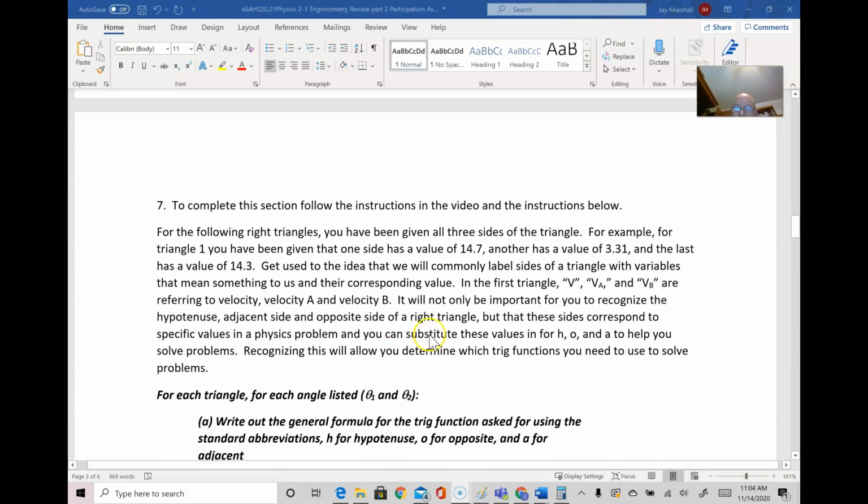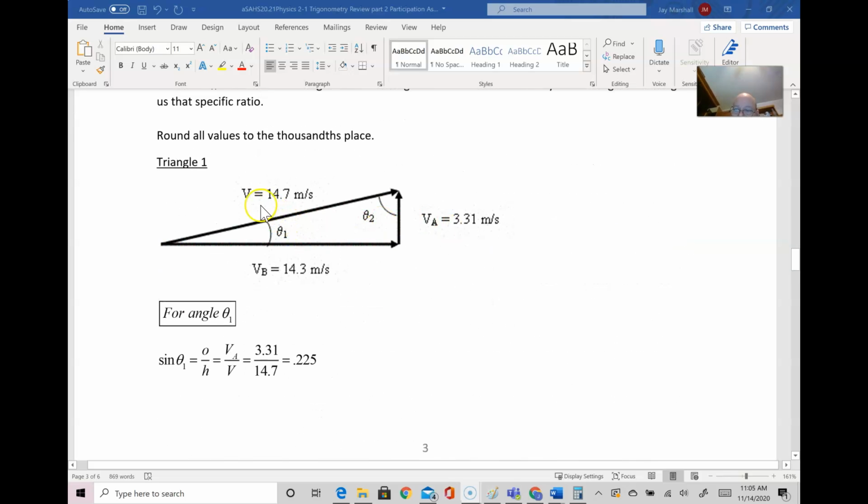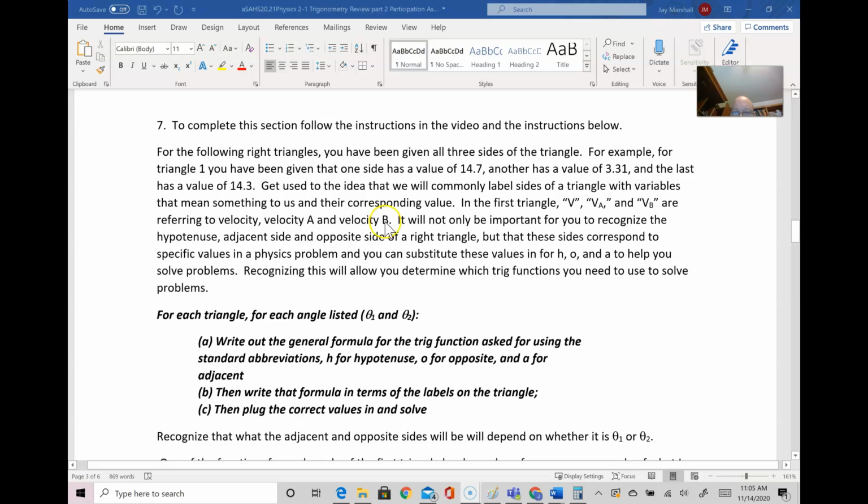Again, this is your worksheet that I'm looking at. And for each right triangle, I've given you all 3 sides of the triangle. If I look at this first triangle, I can see that I've given you the hypotenuse, and I've labeled it V equals 14.7. I've given you the opposite side, at least if we're referring to theta 1. That's 3.31 meters per second for that velocity, and then VB equals 14.3 meters per second. So I've given you all 3 sides, okay?